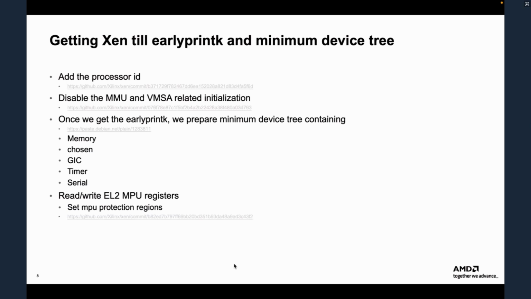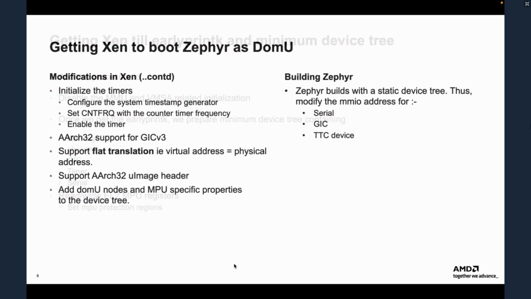And once we did that, we had to read and write to the EL2 MPU regions. So as I mentioned, there were functions available to read and write to the memory protection unit regions, but that was specific for Arc64. Now we had to make similar functionalities for our Arc32 mode. So once we did that, we were at least able to see Xen booting up to some level.